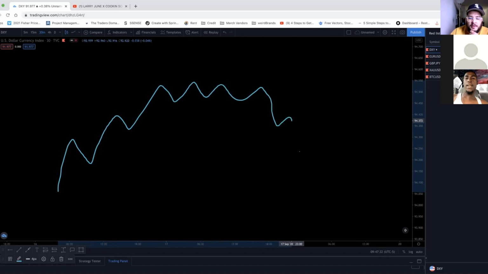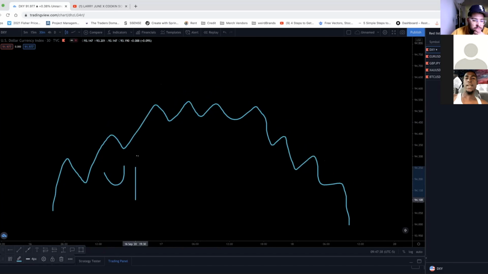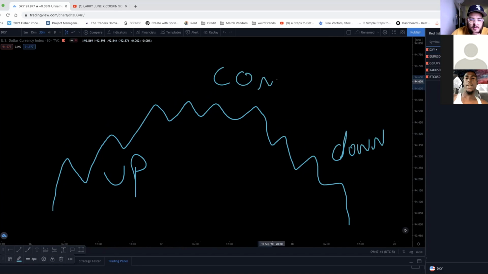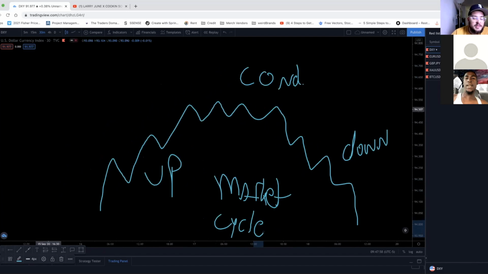Let me draw this out real quick. So on this side, we got an uptrend, right? This side, we got a downtrend. This right here is consolidation. This is called market cycle. That is the ugliest K. Drawing on here is actually very difficult. So, right, this is basic price action market structure.